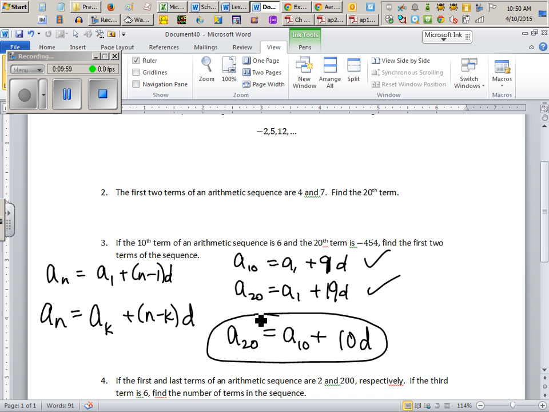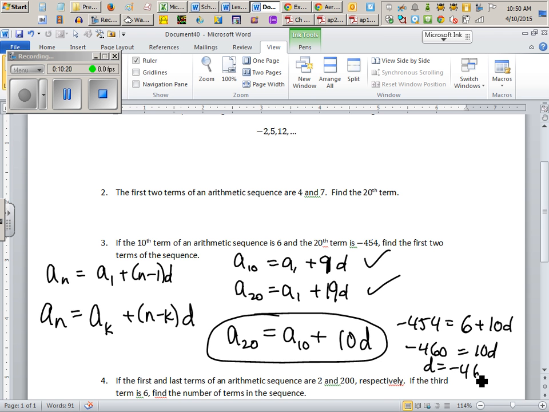So let's use that one and see if we can figure this out pretty quickly. We said that the 20th term was negative 454. We said that the 10th term was 6. They differ by 10 common differences. Subtracting, we get the negative 460. Dividing, we get the negative 46. See?